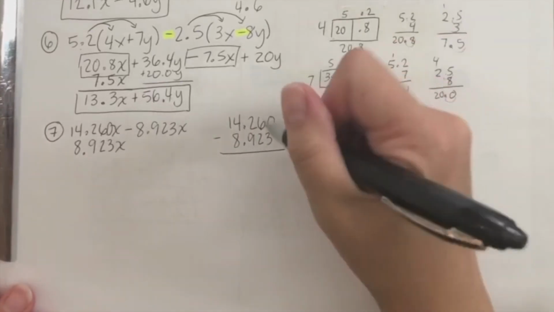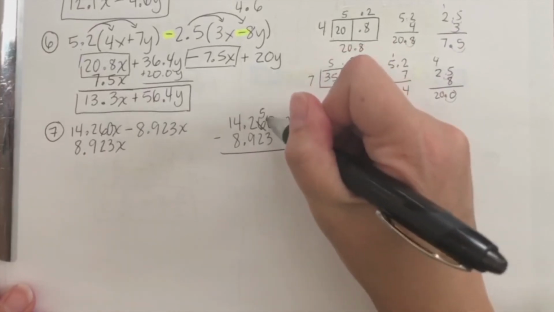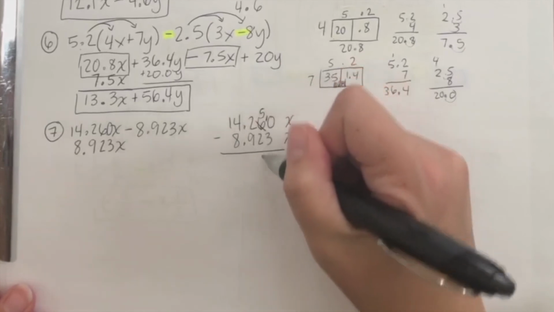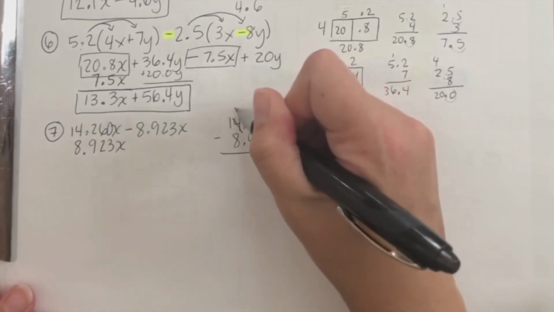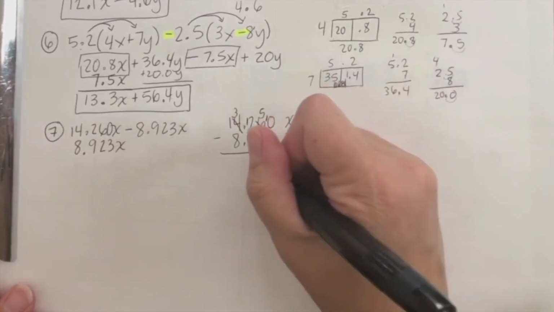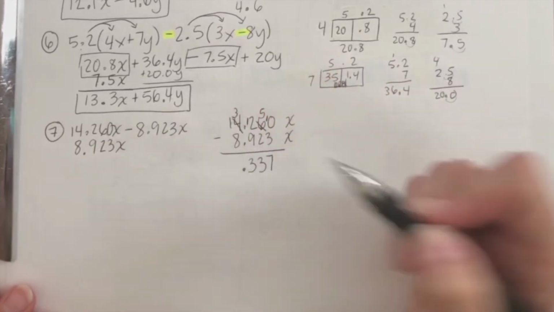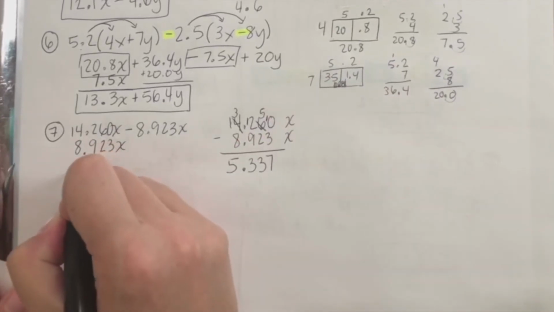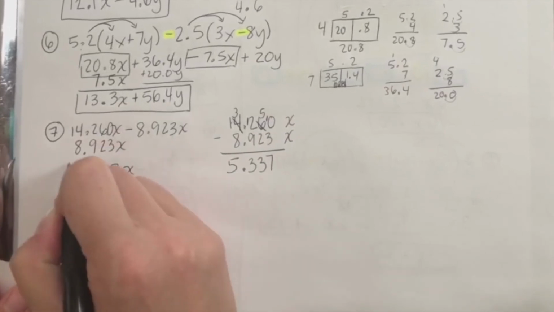0 minus 3, I need to borrow from the one next to it, so that becomes a 5, and this is 10 minus 3, that's 7. 5 minus 2 is 3. I need to borrow again, so the 4 becomes a 3, and this is 12. 12 minus 9 is 3. Put the decimal in. 13 minus 8 is 5. So I have a total of 5.337 x's.